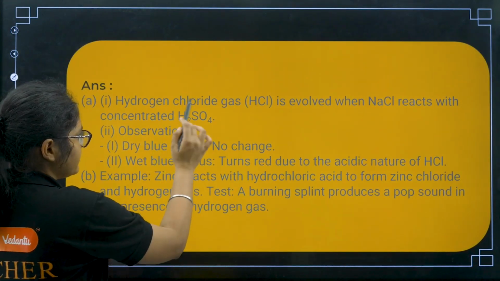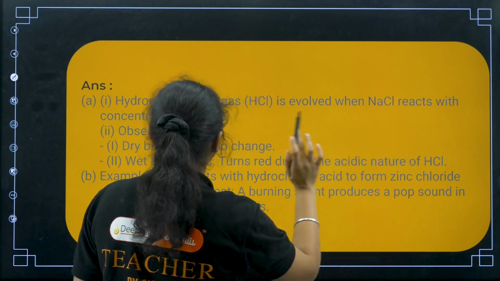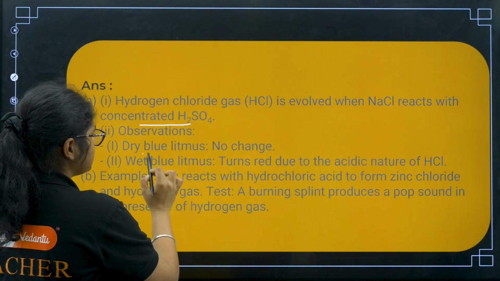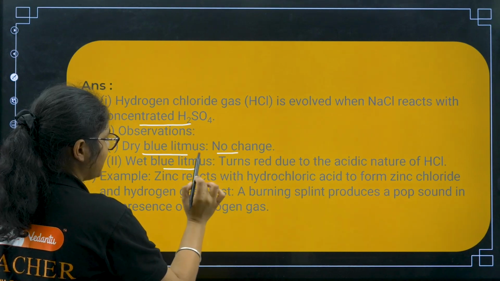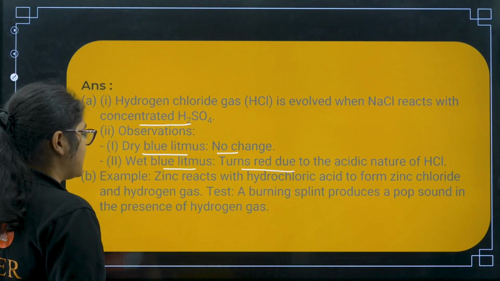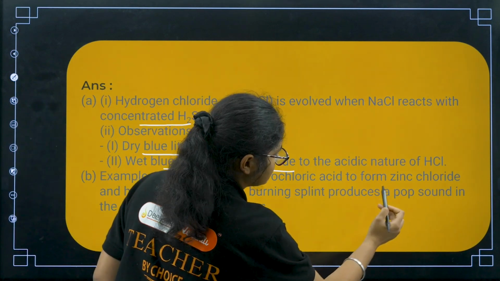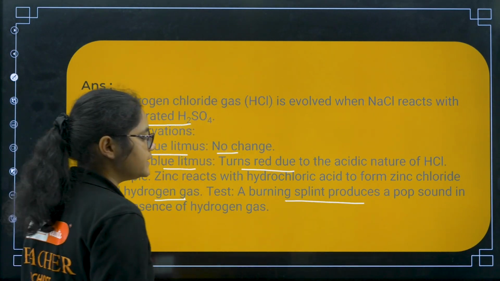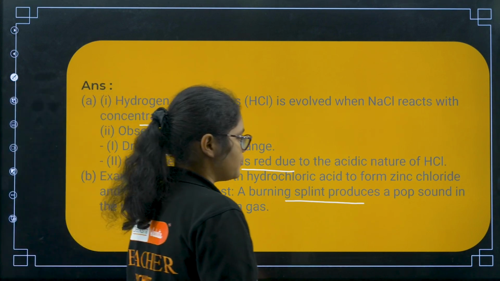So here hydrogen chloride gas is evolved when NaCl reacts with concentrated sulfuric acid. So observations: dry blue litmus, no change. With wet blue litmus, it will turn red due to the acidic nature. Example: zinc will react with hydrochloric acid to form zinc chloride and hydrogen gas. And how will you test it? If you bring a burning matchstick, it burns with a pop sound.